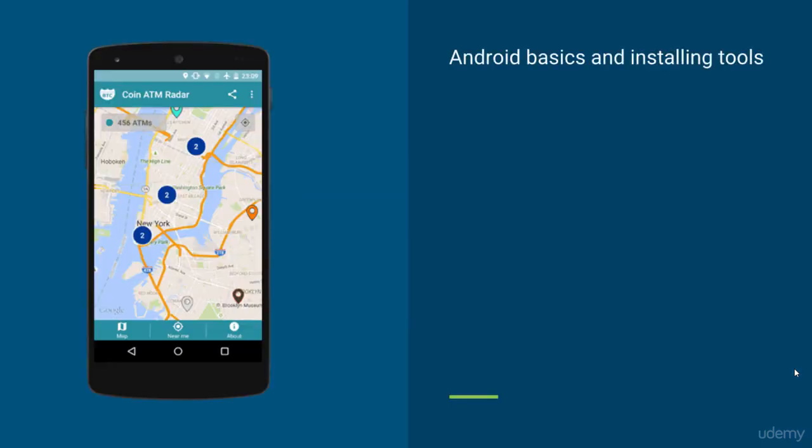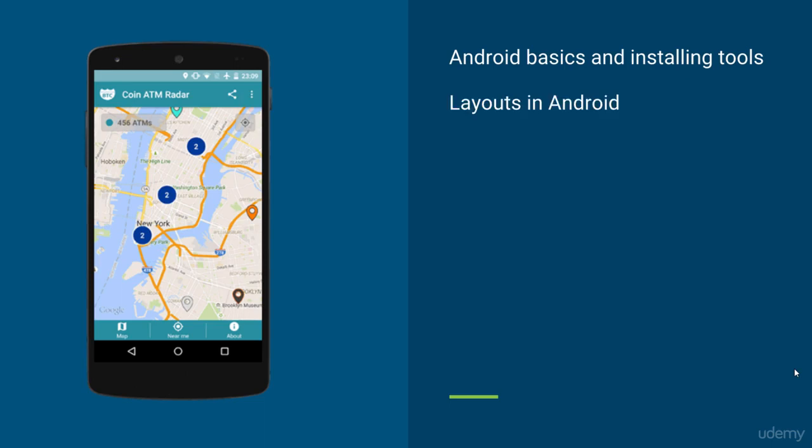So the very first thing which we are going to learn in this course is going to be Android Basics and installing tools. So the first part of this course includes installing the tools which we will actually need to build Android applications. So there are only two things which you need for building Android applications. One is the Java JDK, and the next thing which you need for building applications is going to be the Android Studio, which is an IDE for building Android apps. So we will learn how to install and set up those tools properly.